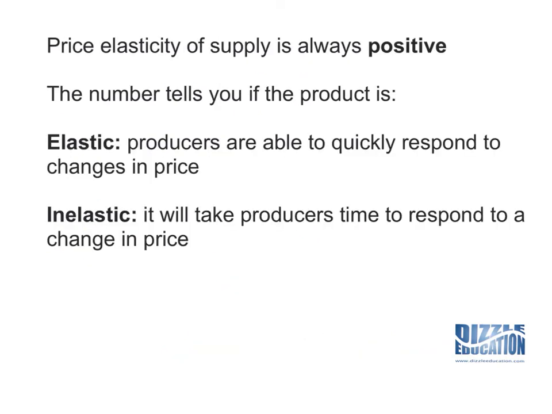So, like I said, price elasticity of supply will always be positive. If you get an elastic answer, i.e. an answer greater than 1, that tells you that producers are able to quickly respond to changes in price. These would probably be manufactured goods where you could easily get your workers to work some overtime to produce more goods. Inelastic values will be where producers can't respond straight away to a change in price. So, for example, agricultural goods, it takes time to grow those products. You can't simply create some more apples, you've got to plant the trees, wait for the apples to grow, and so on.